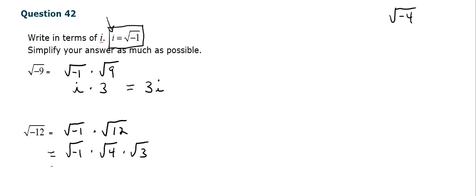We know that the square root of negative 1 is i. We know the square root of 4 is 2. And the square root of 3 is simplified as much as it can be. So our final answer, instead of writing it i times 2, we write it as 2i times the square root of 3.